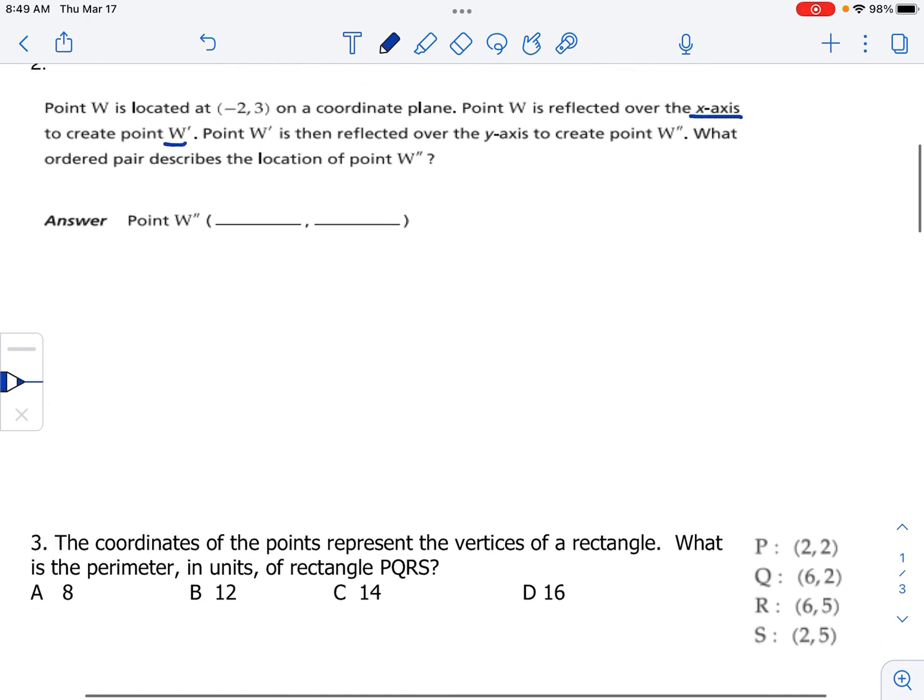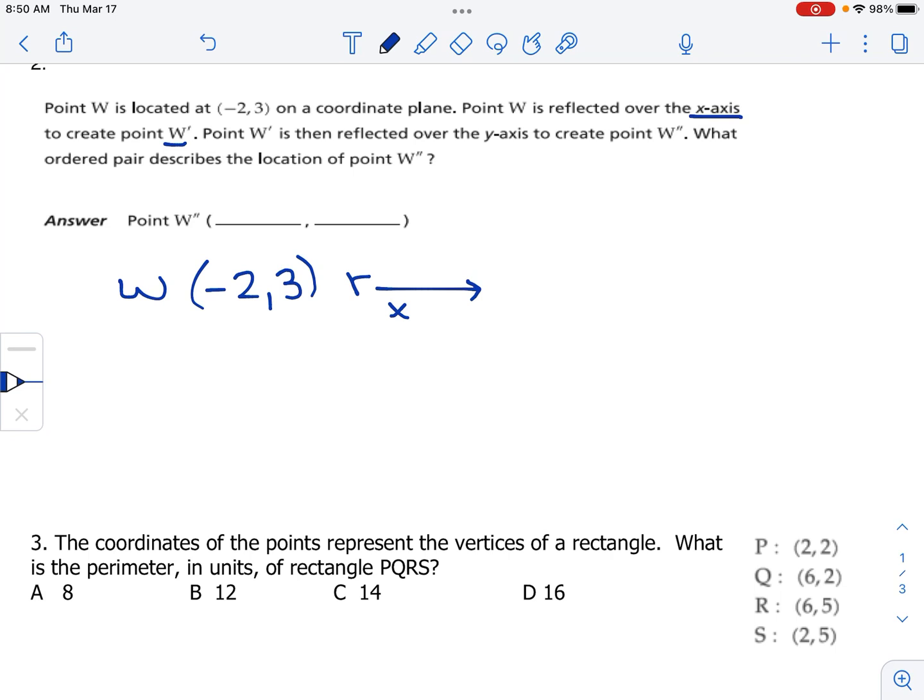Just shift this up so we have space to work with. All right, so W is at -2, 3. And we're going to reflect it over the x-axis. Well, x-axis reflection means the x stays the same, the x coordinate, and the y value is going to become the opposite. Remember, the first number is x, the second number is y. It's in alphabetical order. So the x, -2, is going to stay the same, and 3, the y coordinate, becomes the opposite. The opposite of +3 is -3.